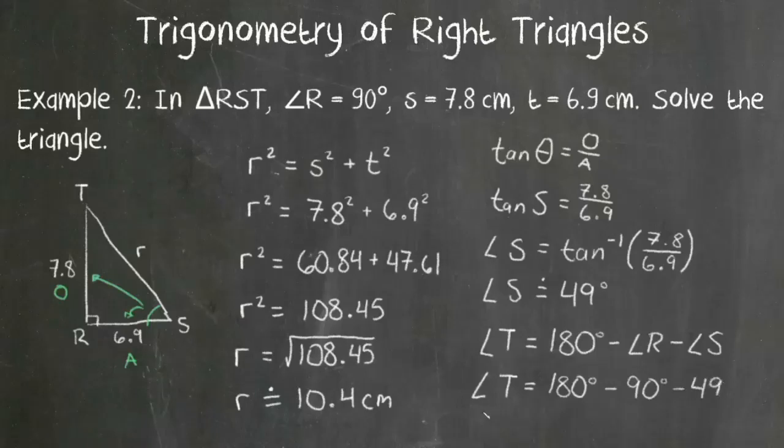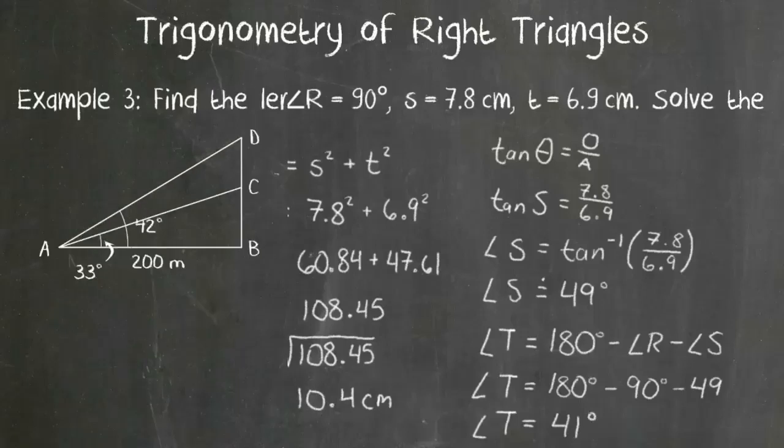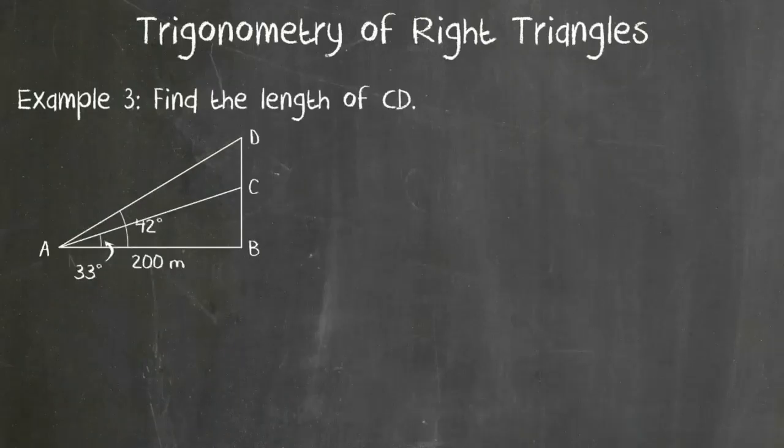Which gives us a value for angle T of 41 degrees. So again, that's our solved triangle. We found every side, every angle. Okay, folks, so in example 3, we're looking to find the length of CD.